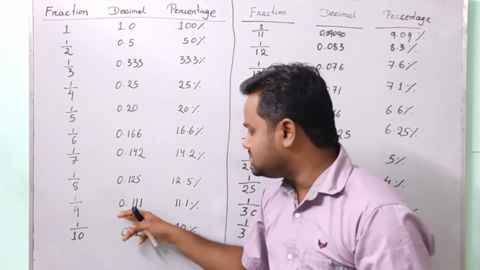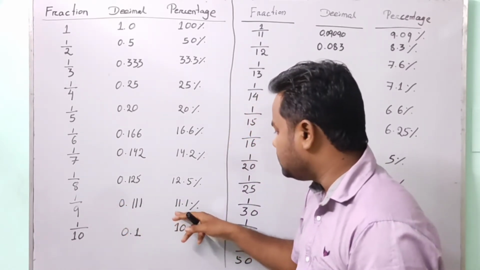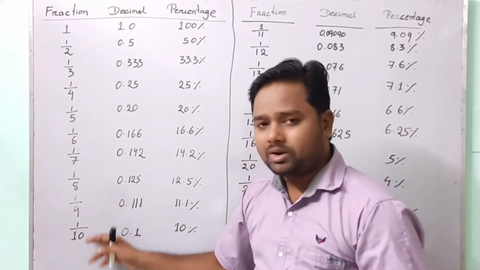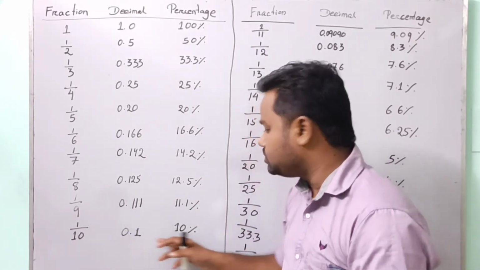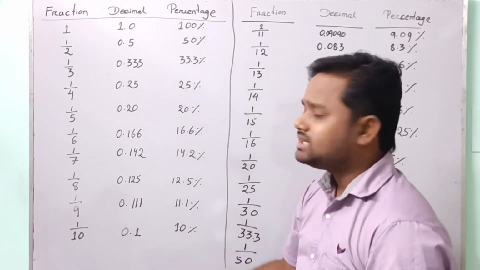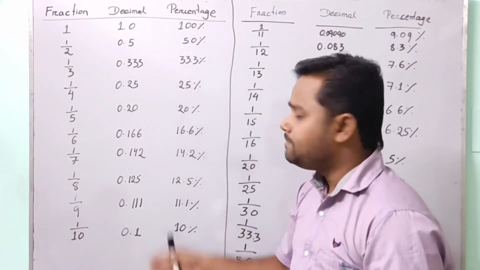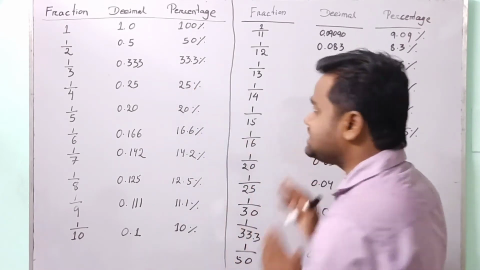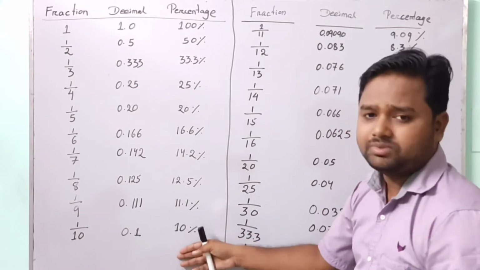Next it is 1 by 9. 1 by 9 means it is 0.111, which is equal to 11.1%. Next is 1 by 10, which is very easy. It is 0.1, which is 10%. So these are the most important things, which we can memorize very easily. And the next things may be the reverse of these.